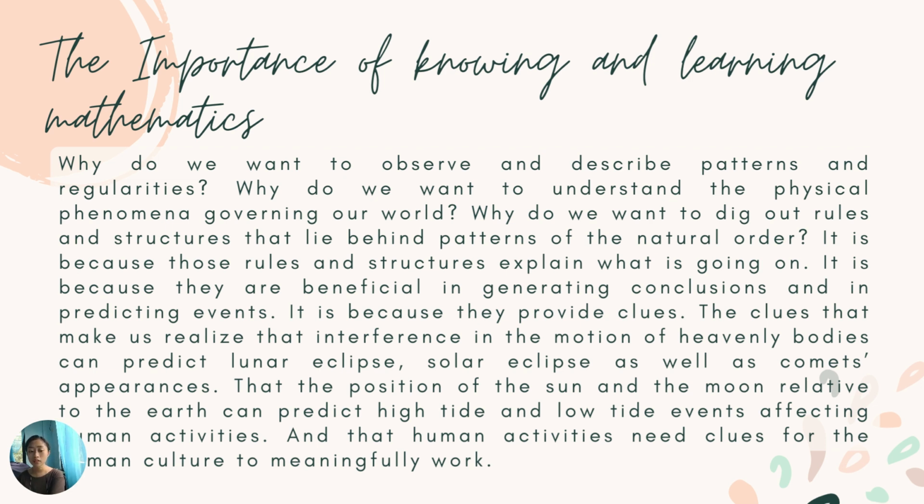Predicting events, they provide clues. Math can predict interference in the motion of heavenly bodies, predict lunar eclipses, as well as comet appearances. The positions of the sun and moon relative to the earth can predict high tide and low tide events affecting human activities.